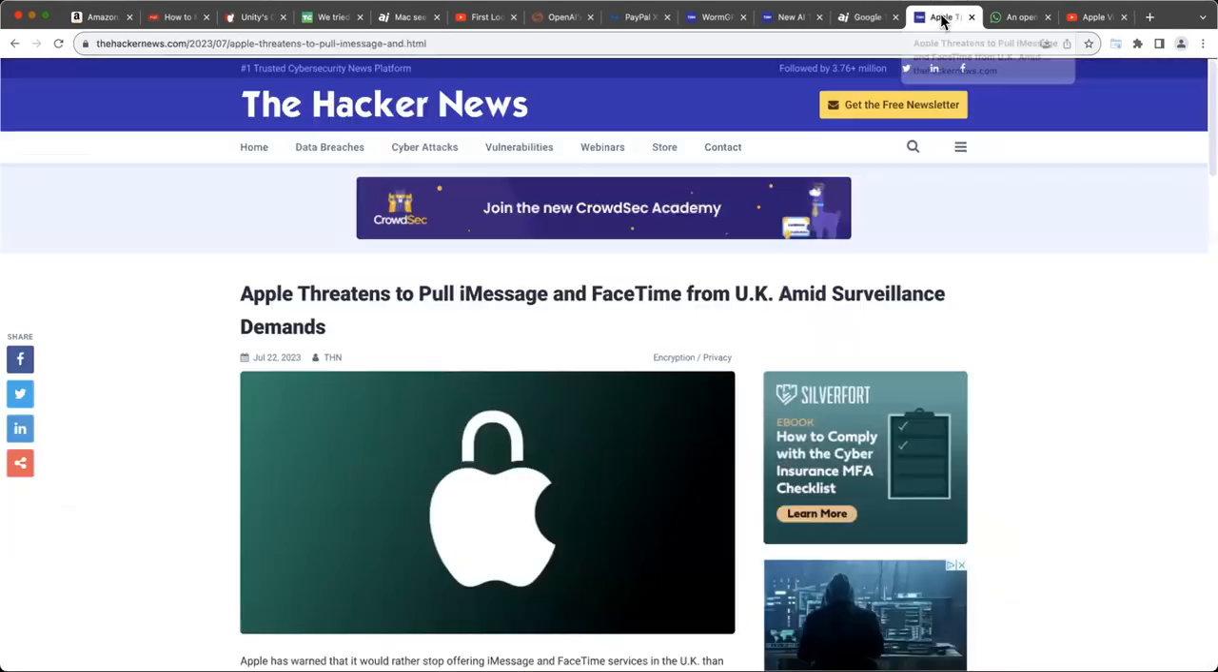And sort of related to that, Apple threatens to pull iMessage and FaceTime from UK amid surveillance demands. I don't think the law has been passed, but there's a proposal for a surveillance law, basically to break into any encryption, give them sort of a backdoor into encryption so that they can search for things.